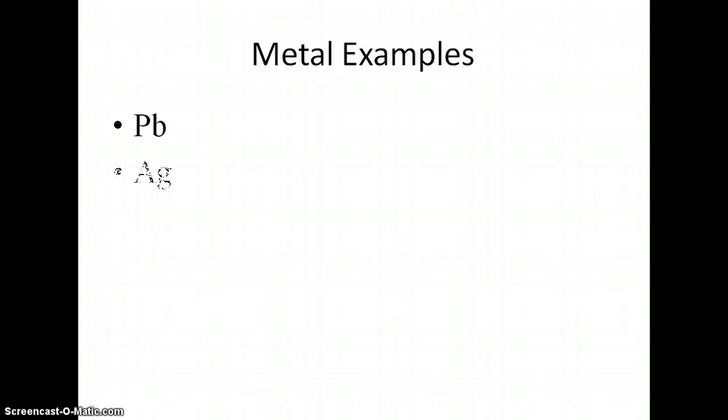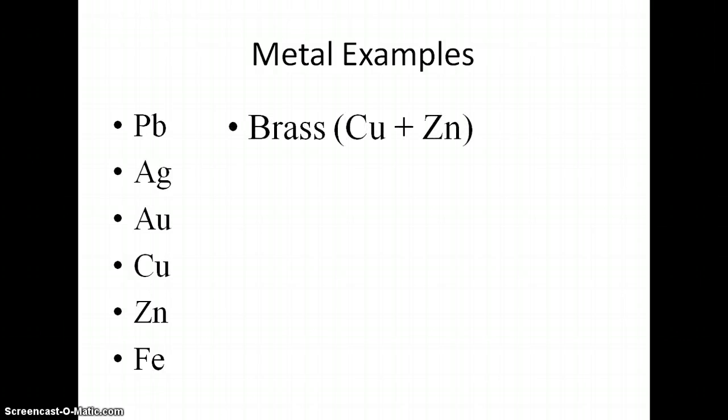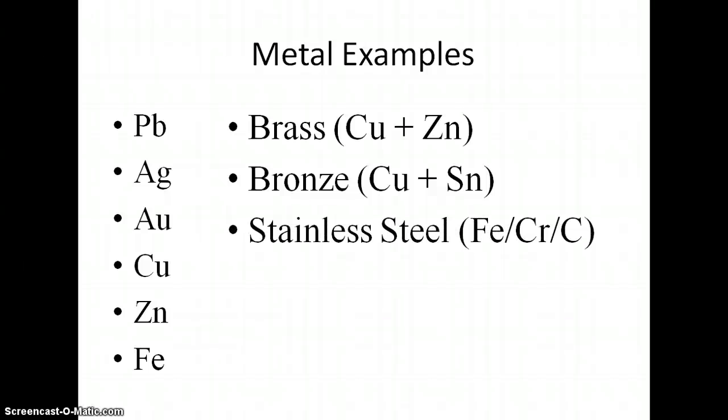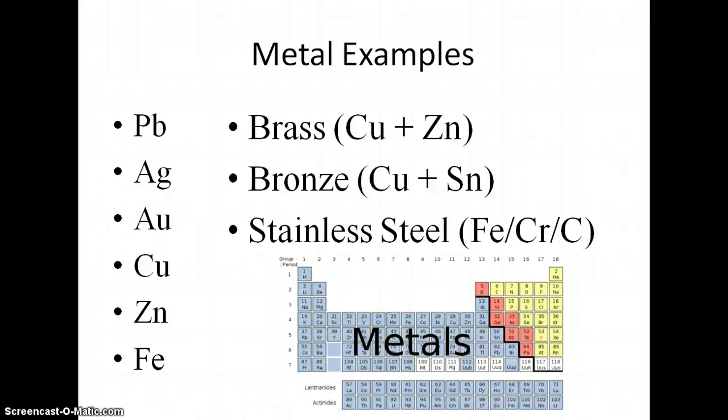All right, some examples of metal: lead, silver, gold, copper, zinc, iron, and then we have alloys, which are combinations of metals, like brass is a combination of copper and zinc, bronze is a combination of copper and tin, and stainless steel is a combination of iron, chromium, and carbon. All right, don't forget that the majority of the periodic table is metals, as indicated by the blue here. So we see a lot of metallic bonding.